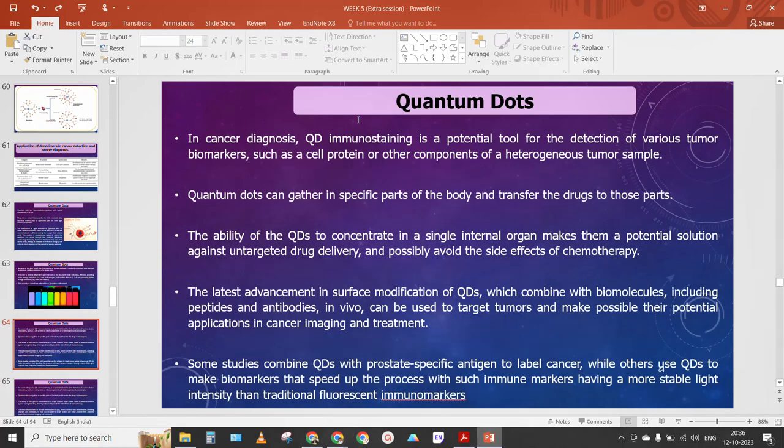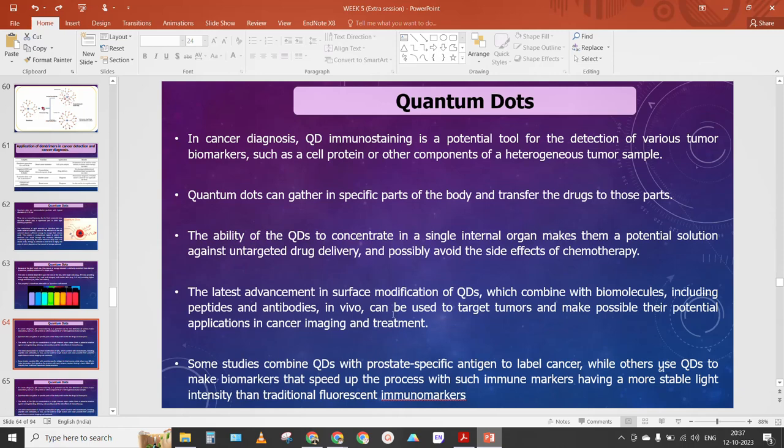Then, in cancer diagnosis, quantum dot immunostaining is a potential tool for the detection of various tumor biomarkers, such as cell proteins or other components of heterogeneous tumor cell samples. Quantum dots can gather in specific parts of the body and transfer the drug to those parts. The ability of quantum dots to concentrate in single internal organs makes them a potential solution against untargeted drug delivery and possibly avoids the side effects of chemotherapy.